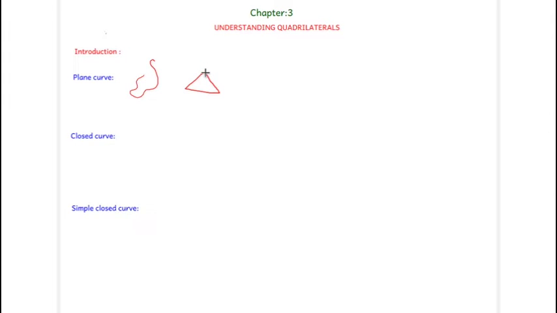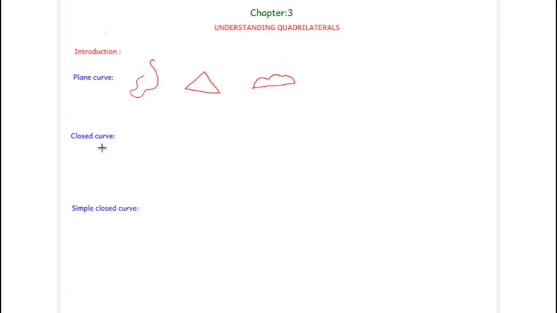See, we have drawn here a triangle by using only line segments. This is also a plane curve. And then if we draw, suppose, a line segment and then curved lines and then we have joined it, this is also a plane curve. Just without lifting our pencil, we have to draw something, that will become a plane curve. Next, come to closed curve.